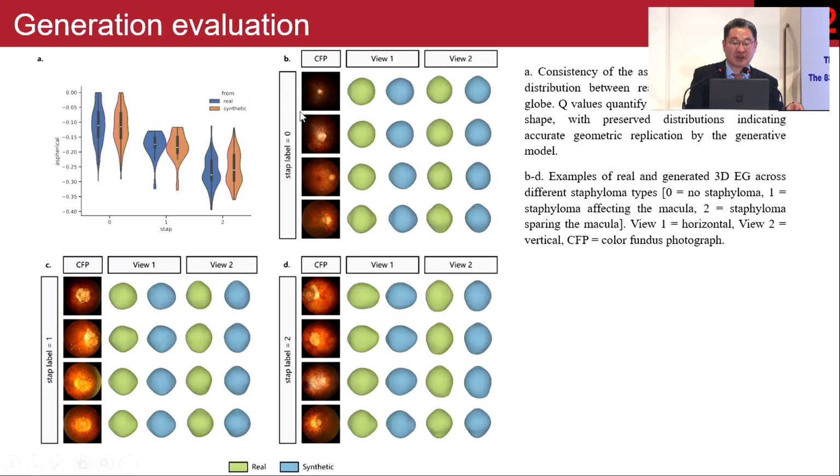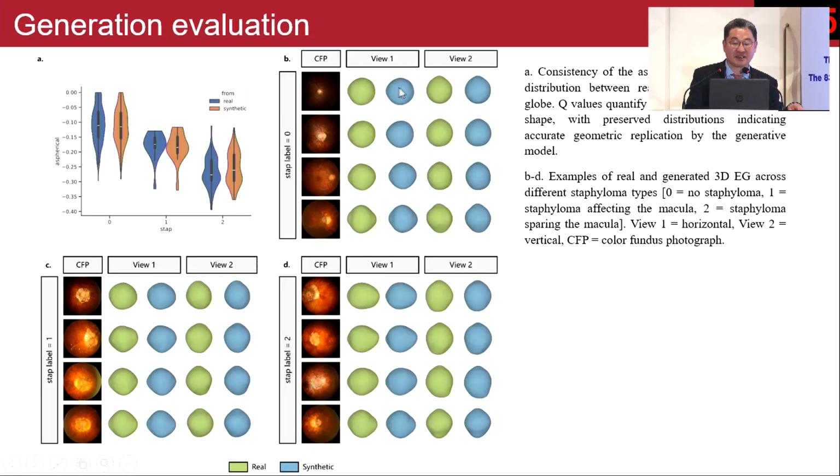As you can see from here, we can put patients into three categories. One is no staphyloma, no ocular shape changes at all, myopic eyes with a round shape. And then you can see the dark gray one is the real one.